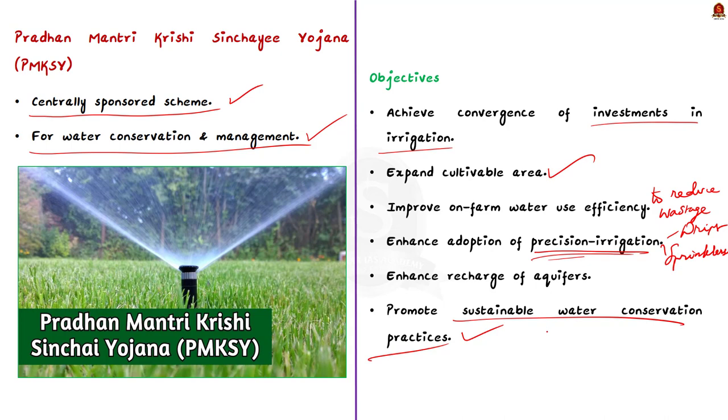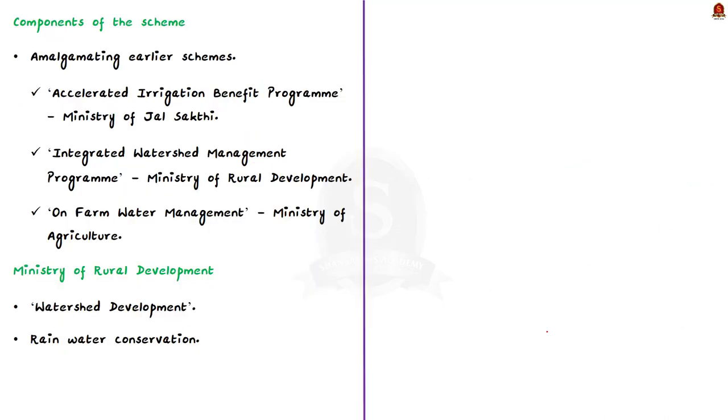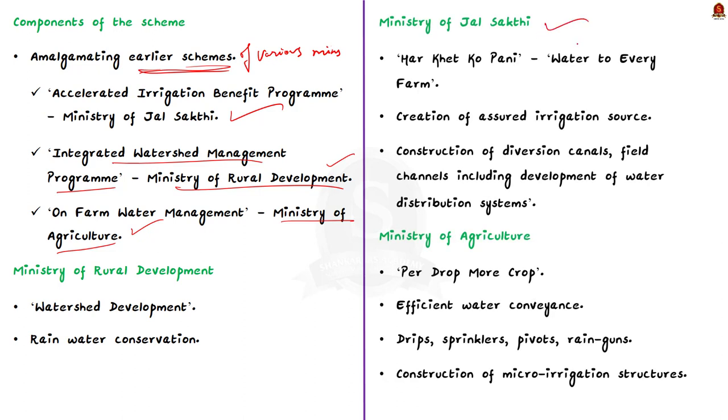Now, talking about the different components of the scheme, see, PMKSY has been conceived by amalgamating the earlier schemes of the various ministries. The following schemes were brought under the umbrella scheme of Pradhan Mantri Krishi Sinchai Yojana. They are Accelerated Irrigation Benefits Program of the Ministry of Jal Shakti, Integrated Watershed Management Program of the Ministry of Rural Development, and finally the On-Farm Water Management Program of the Ministry of Agriculture. These schemes were brought under the Pradhan Mantri Krishi Sinchai Yojana. Also note that PMKSY is being implemented by three ministries now. They are Ministry of Agriculture, Ministry of Jal Shakti and Ministry of Rural Development.